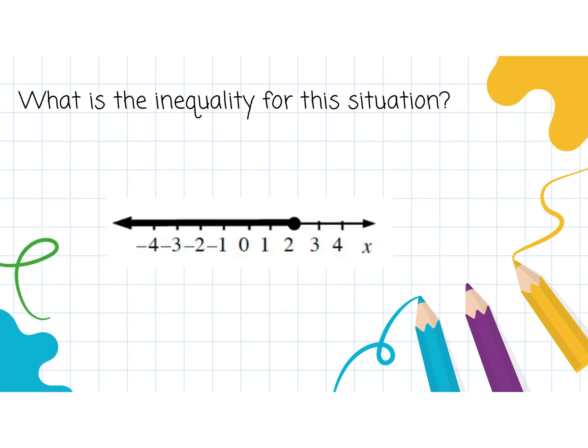All right, what is the inequality for this situation? Well, we're going to start with our boundary point. Our boundary point is 2. Remember, we put x on the left. We put 2, our boundary point, on the right. We have an arrow, so we're going to do that. But what's happening right here with our circle? It's filled in. When it's filled in, that also means equality. So we need to add a little line underneath. X is less than and equal to all values starting at 2. Excellent. Let's move on.